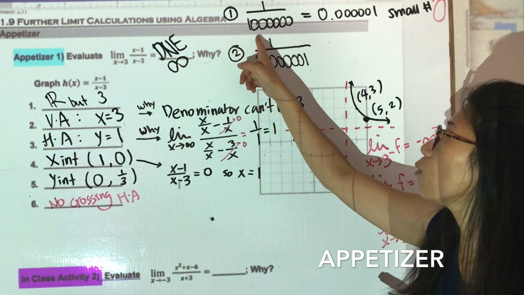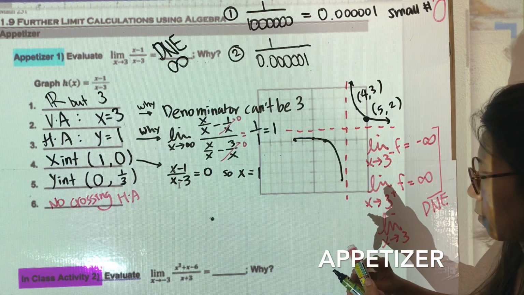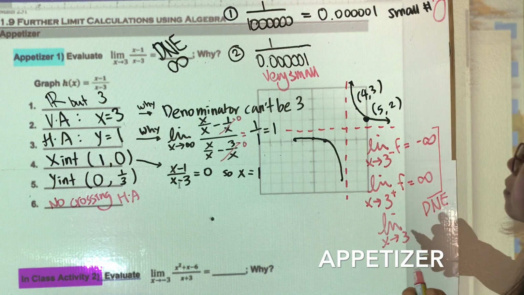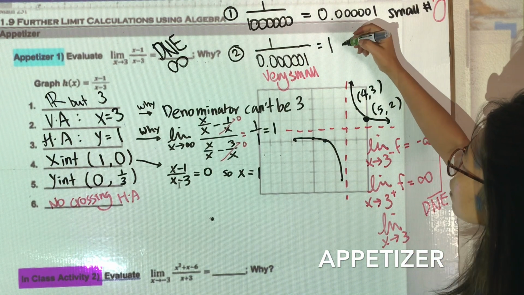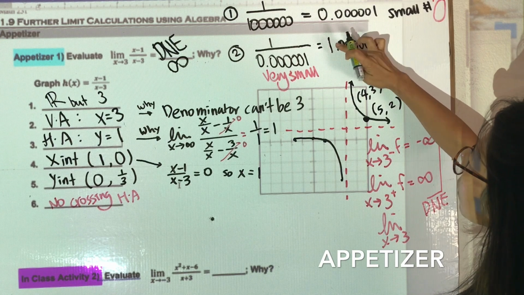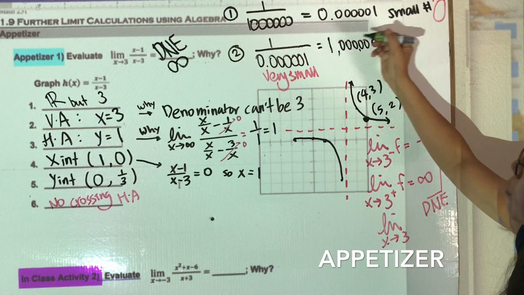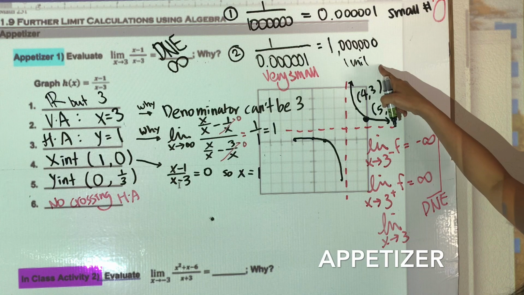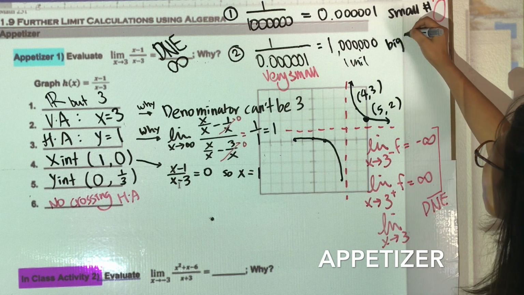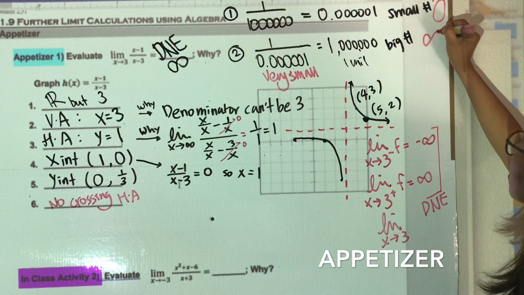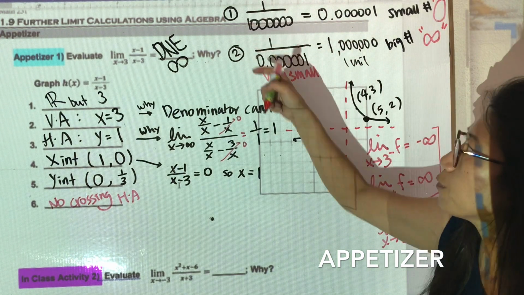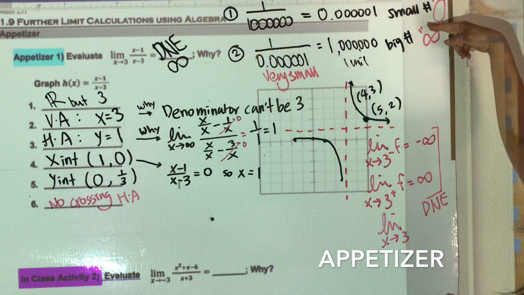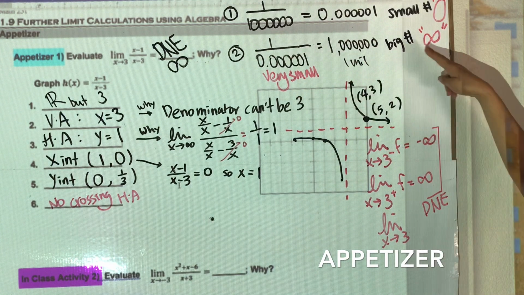Then if I have 1 over a very small number, what happens? That actually becomes 1 million. Let me write it this way so that it doesn't look like decimals. 1 million, a very big number. 1 over a very small number is going to be a big number, like infinity. So remember those two pieces of information: 1 over a big number is going to be 0, and 1 over a very small number is going to be infinity.